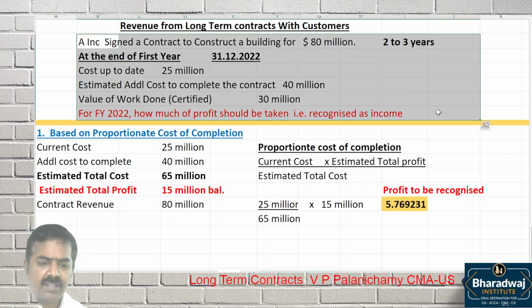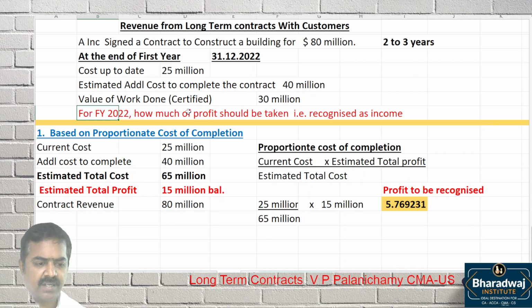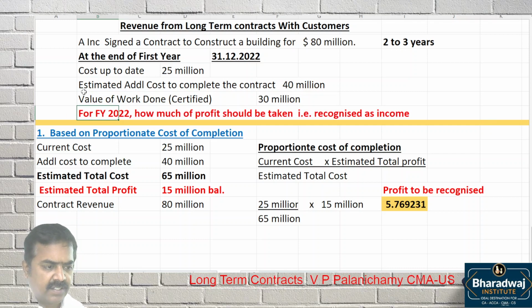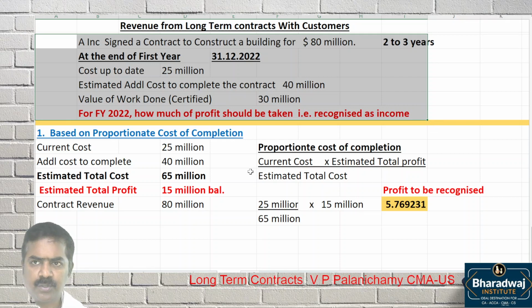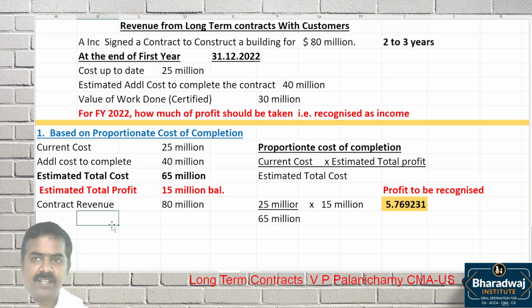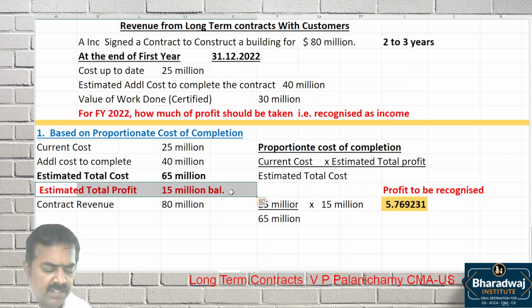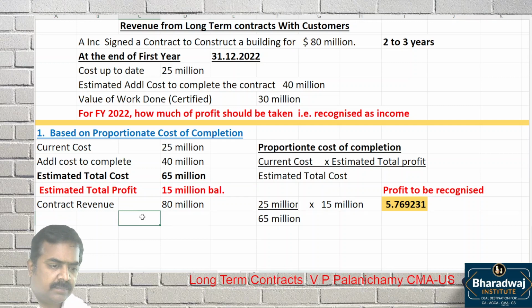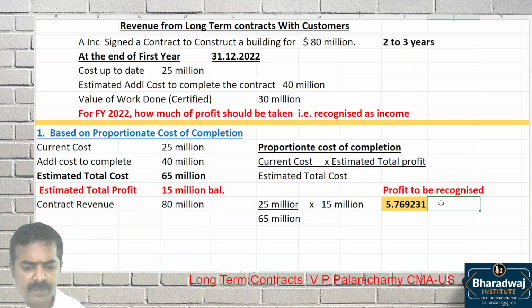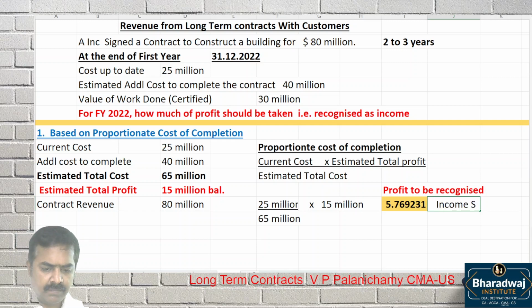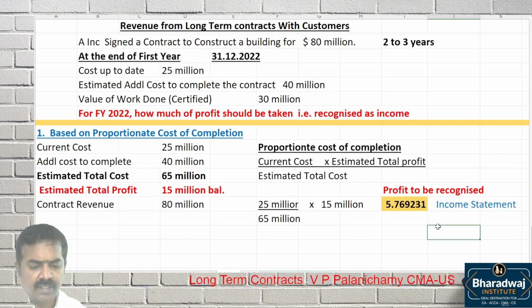I would have gone to the theory, but it will be very difficult as a student to understand the theoretical concept of this. So let us take this example and learn this, all the other approaches also. We'll also see what will happen when there is a loss. Here there is a profit, estimated total profit. If there is a loss, what to do also we will see. This profit will be recognized in income statement, like revenue from contract with customers, like that you will recognize.